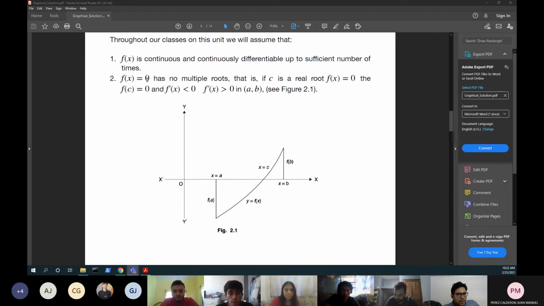Additionally, f(x) = 0 has no multiple roots. So inside the interval, you only find one root. In this case, the root is going to be equal to c right here. So f(c) evaluated is going to be equal to 0, right? Because in this case, y is equal to 0. Additionally, the derivative of this function must not be 0, because we don't want a flat line, we want a line with a slope.